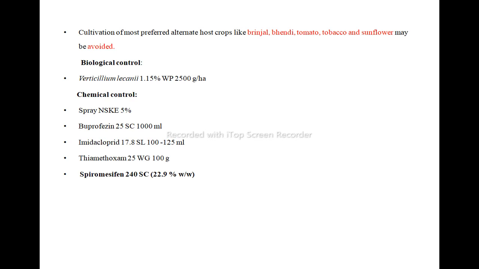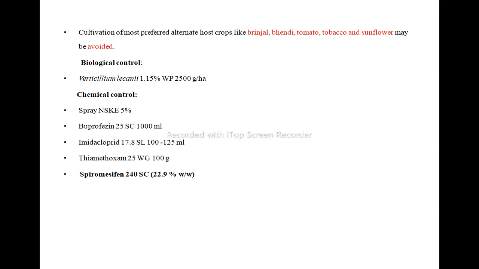Next, cultivation of the most preferred alternate host crops like brinjal, bhindi, tomato, tobacco and sunflower. These crops we should avoid cultivating in the cotton ecosystem. Next, biological control. Verticillium lecanii we should use. Next, chemical. At last the farmers will apply chemical control practices in their field.